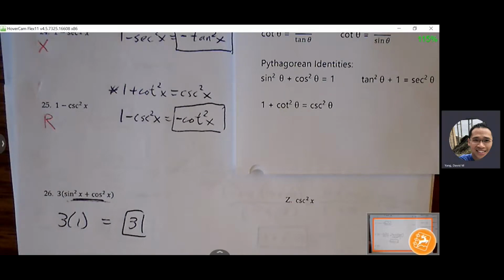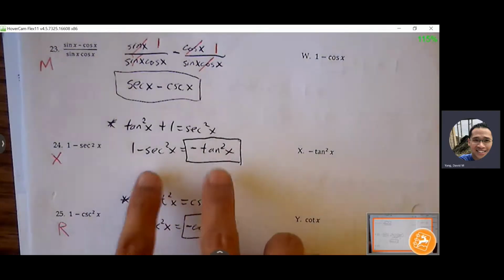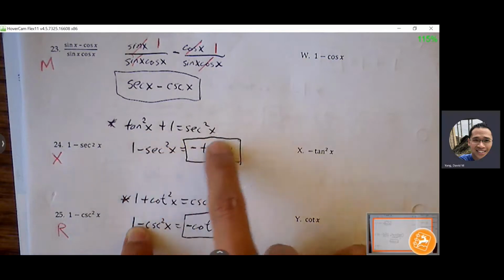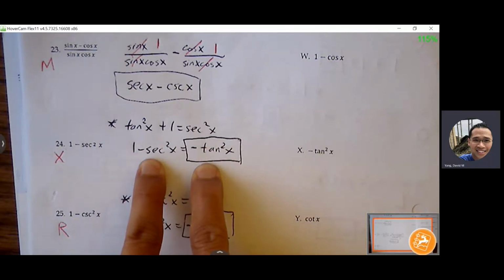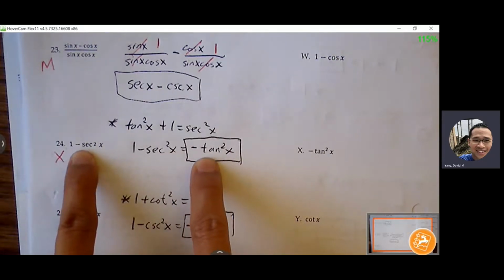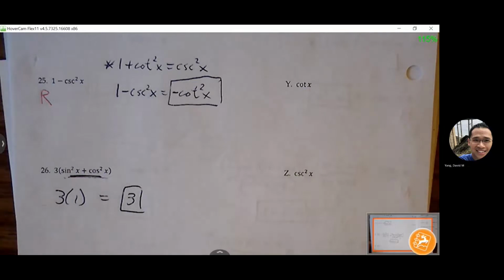Yes, question? We have to memorize these identities? The identities will be given to you on the quiz or test. Yes? I'm still confused on 24, how you got negative. Right. Okay, so are you good with tangent squared plus 1 equals secant squared? Yes. So I'm going to move things around. I'm going to subtract secant squared to the left side, but I'm also going to subtract tangent squared to the other side. So are you good from here to here? Oh, okay, yes. Good. So now that I made that arrangement, I can see I have a perfect substitution, and that's the negative tangent squared. Okay, questions?